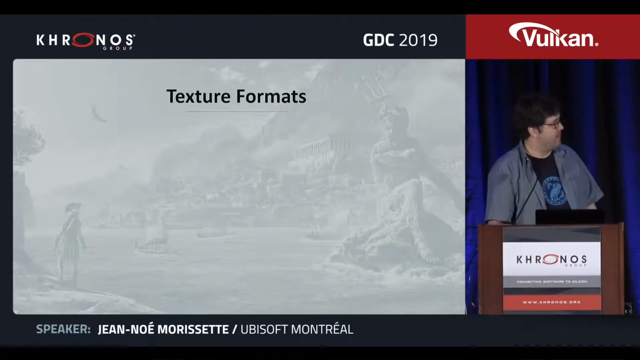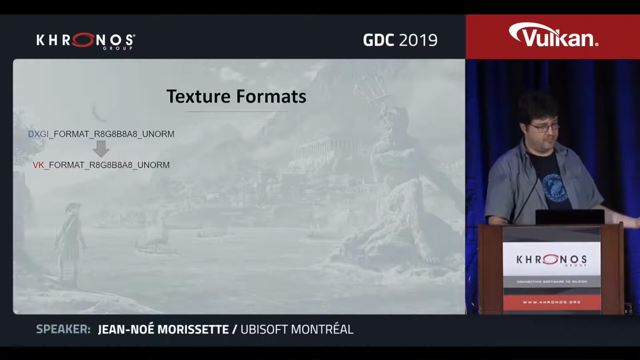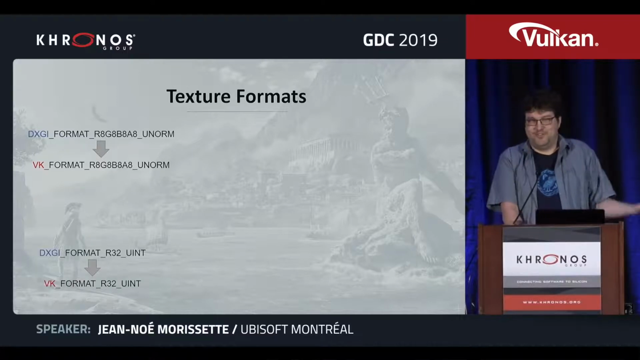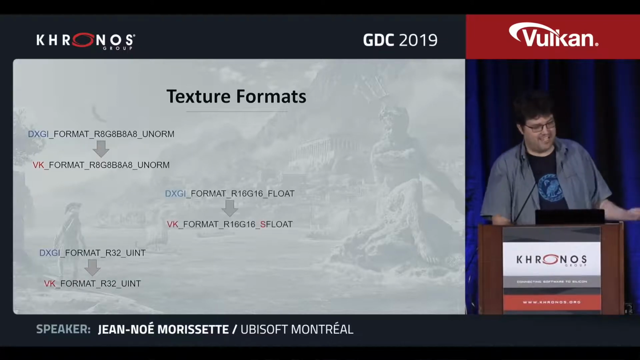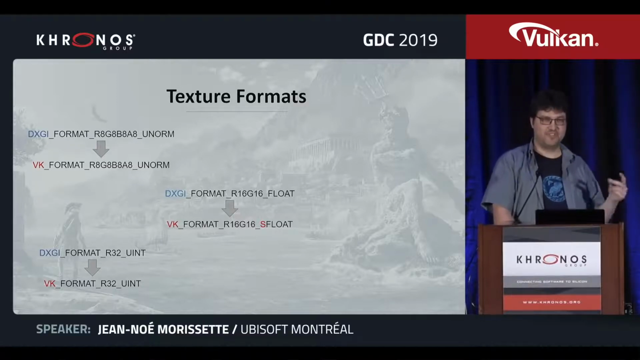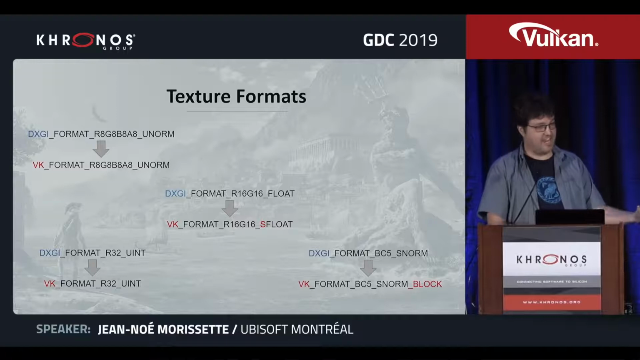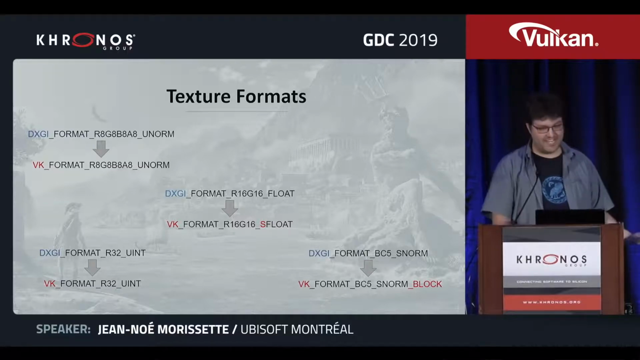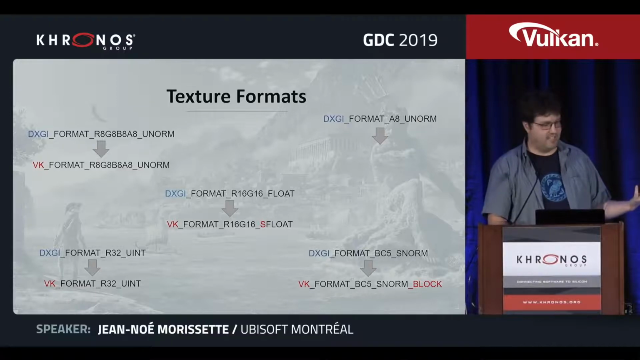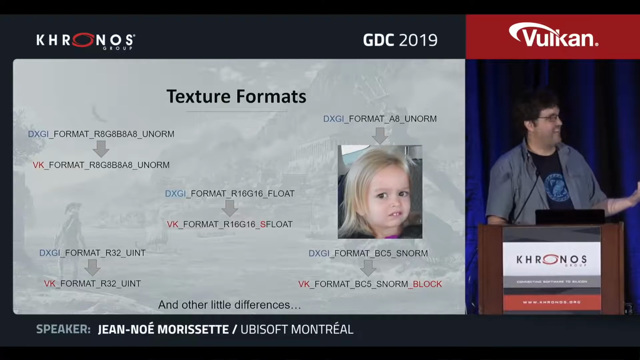Texture formats. Doesn't sound like much, but what's going on there? Well, RGBA8 UNORM, okay, just change DXGI for VK, no problem. R32 float, just change DXGI for VK, and then you're porting, man. And then you've got RG16 float, you just got to add an SFLOAT there. I see what you did, that's great. And then you've got BC5, you add BLOCK at the end, that's cool. And then you're porting your A8, sure. So is it Alpha 8, what are we looking for here? And then you don't have it.